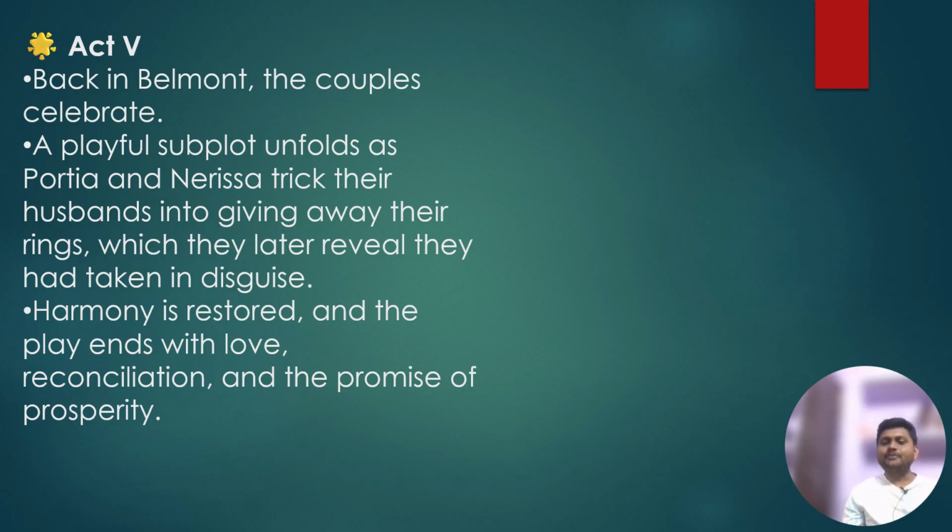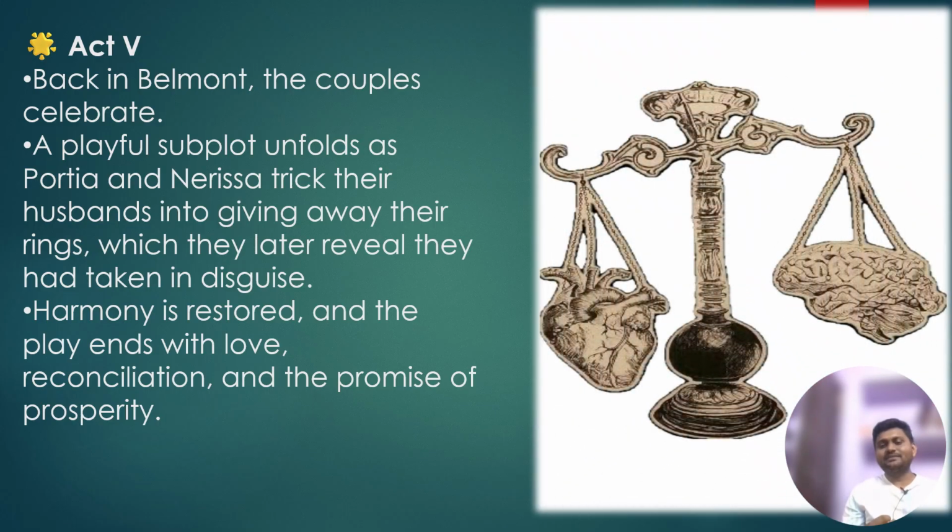When Bassanio goes back to his house at Belmont, Portia playfully asks for the wedding ring. This makes Bassanio perplexed, and eventually Portia reveals that she was actually the lawyer who saved Antonio from the plot of Shylock. Thus, peace and harmony is restored in the play, and the play ends with love, reconciliation, and a promise for prosperity.